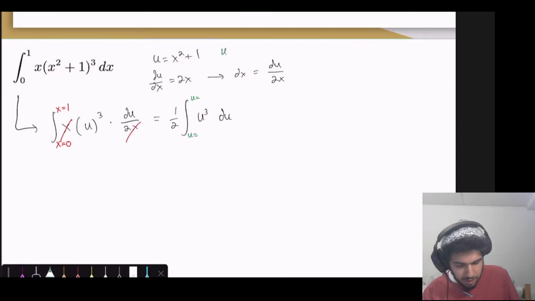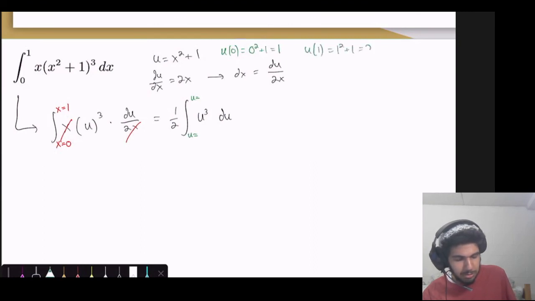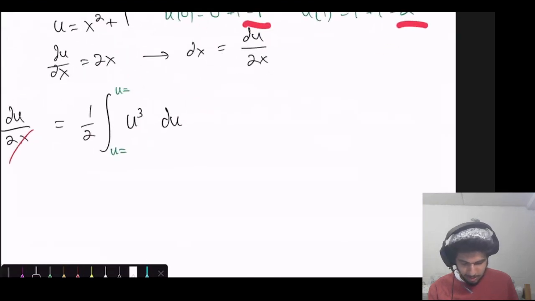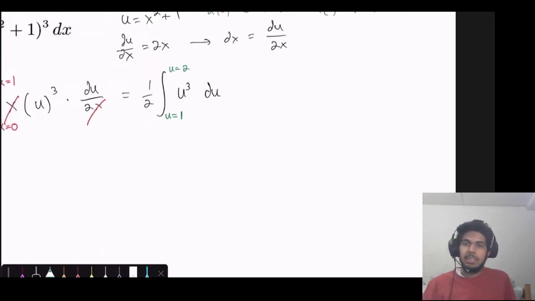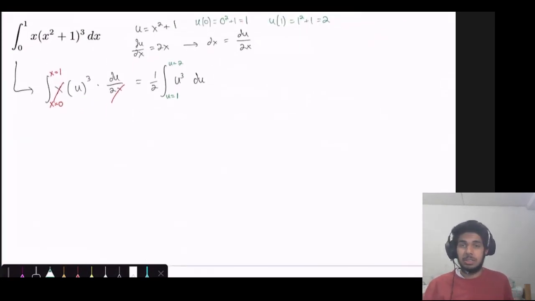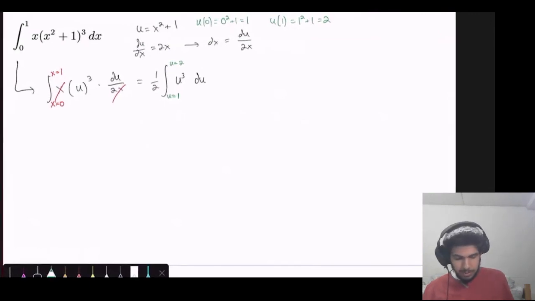So u of 0 is equal to 0 squared plus 1, which is equal to 1. And u of 1 equals 1 squared plus 1, which is equal to 2. So for our integral in terms of u, our limits go from 1 to 2. So back here, I like to specify u equals 1 to u equals 2. Now this integral should be pretty easy to integrate with the power rule.